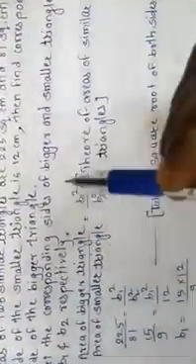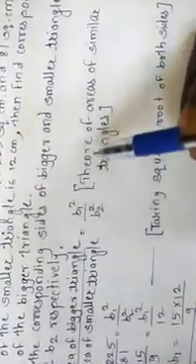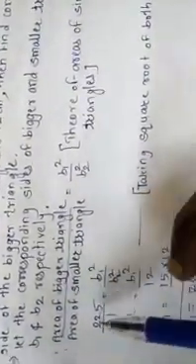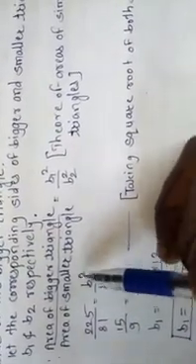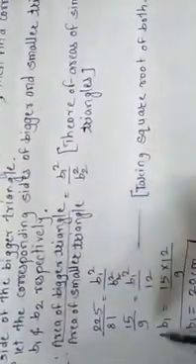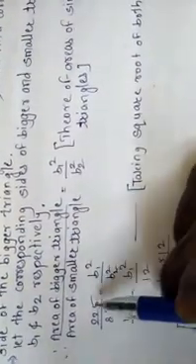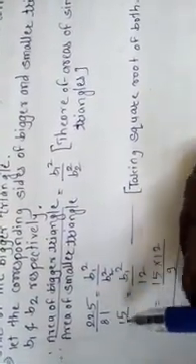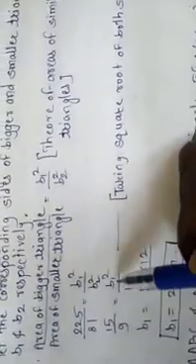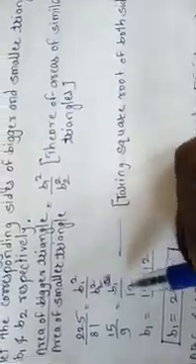Therefore, area of bigger triangle upon area of smaller triangle is equal to B1 square upon B2 square. Theorem of areas of similar triangle. Bigger triangle area they are given, smaller triangle area they are given. Therefore 125 upon 81 is equal to B1 square upon B2 square. Taking square root on both sides, 15 upon 9, B1 upon 12, because B2 they are given 12 centimeter.